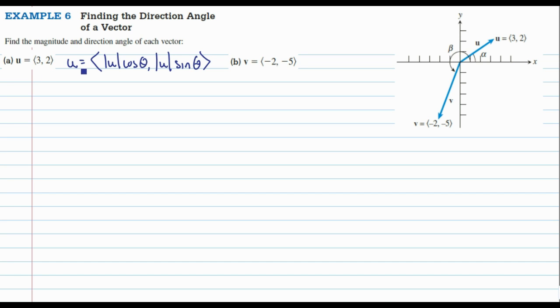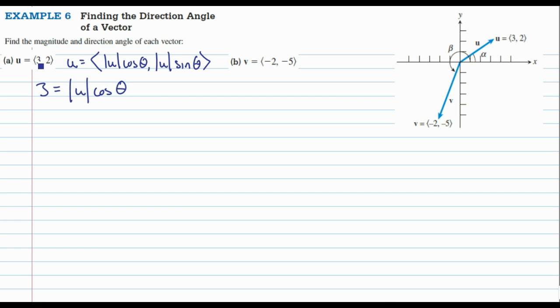And I know that u equals, from the last example, the magnitude of u times the cosine of theta, or the magnitude of u times the sine of theta. So I could either use the x component or the y component to then solve for what theta was. I'm going to choose the x component for this example. I'll choose the y component for example B, just for fun.